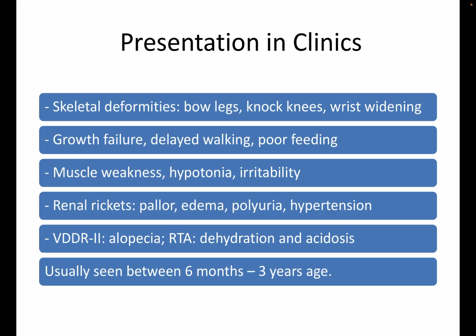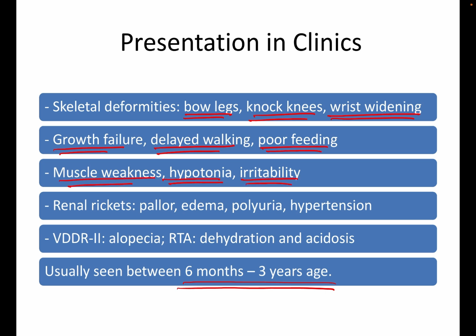So, how will the children be presenting in the clinic? Usually, they will be seen between 6 months to 3 years of age. The skeletal deformities they will be having are bowed legs, knock knees, and widening of the wrist. There will be growth failure, delayed walking, and poor feeding. Muscle weakness will be there associated with hypotonia and irritability.